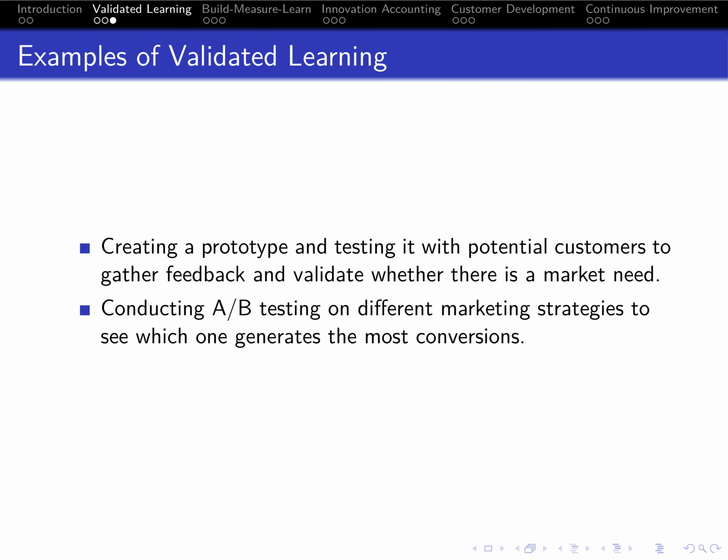Another example of validated learning is conducting A/B testing on different marketing strategies. This involves creating two versions of a marketing campaign and comparing their performance to determine which one generates the most conversions. This data-driven approach helps entrepreneurs understand their target audience better and optimize their marketing efforts for improved results. These examples emphasize the significance of gathering data and feedback to make informed decisions in the entrepreneurial journey. By testing ideas and strategies with real customers, entrepreneurs can increase their chances of success and develop a sustainable business model.